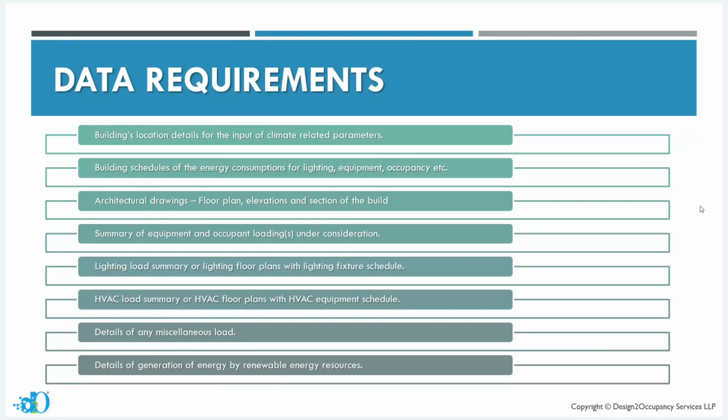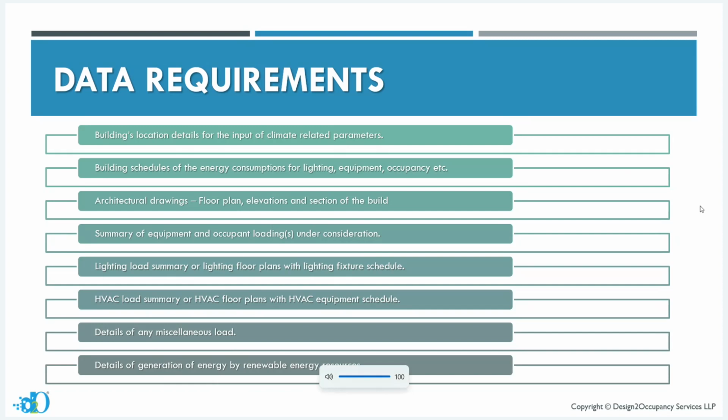Lighting load summary, like what is the LPD of the particular space, the lighting power density, that we need to give. Then HVAC load summary: where we have the systems, FCUs, where the thermostats are, what the efficiency of the system is, and what the fan power of the system is, because the indoor unit has a blower, and that blower also consumes some energy. So how much power that motor has, we need to give all these inputs in the software itself.